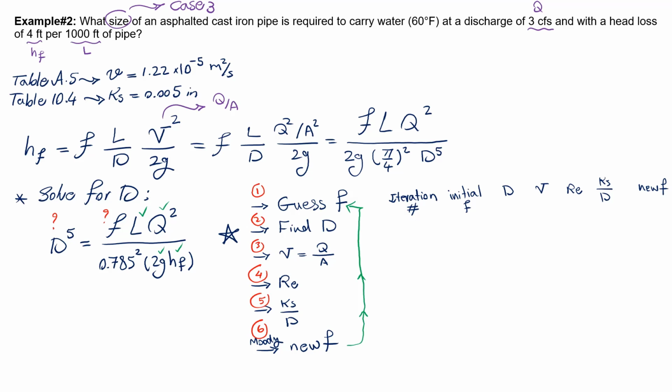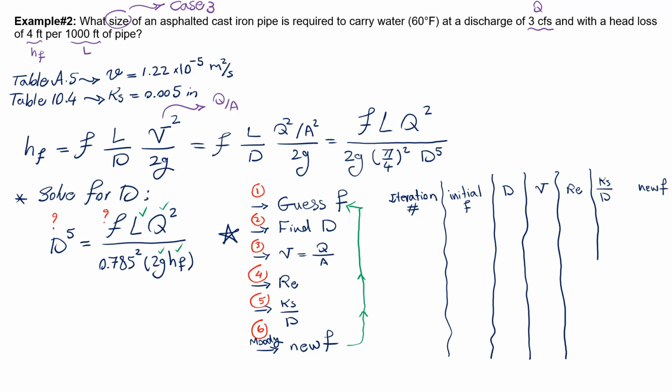All right, let me make the table a little bit more organized. Give it some table look. You notice that the columns are basically the steps that I need to take. So I'm going to start with my iteration number 1. Your initial f should be an intermediate guess, something between 0.01 to 0.025.